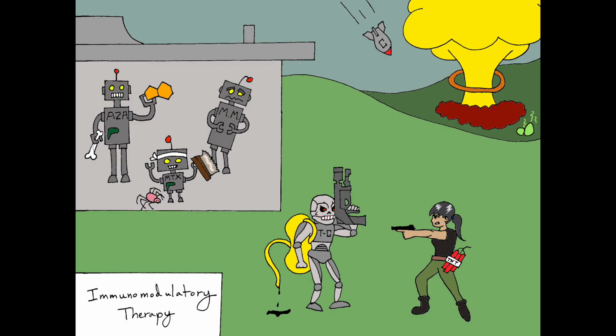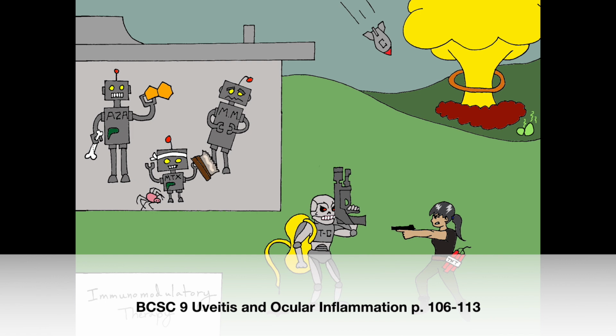This sketch is on immunomodulatory therapy. This is the type of therapy we use for uveitis, anterior, posterior, intermediate, panuveitis, when traditional steroid measures have failed. This is coming from the BCSC book 9, Uveitis and Ocular Inflammation, specifically pages 106 to about 113.